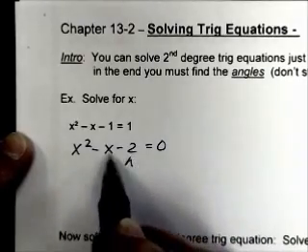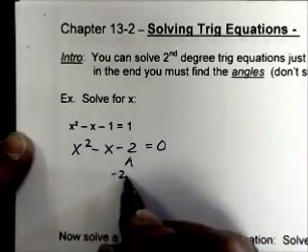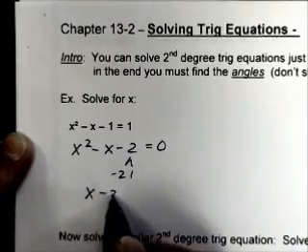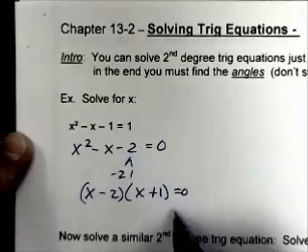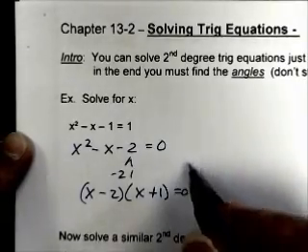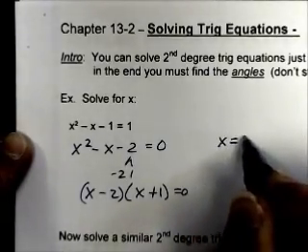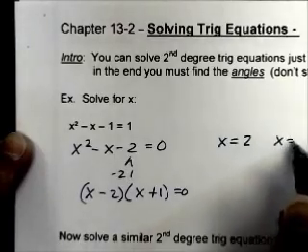The factors of -2 that add to -1 are -2 and 1. So we'd factor this into x minus 2 times x plus 1 equals 0. Set each factor equal to 0. I usually skip that step and go right to the two values, x equals 2 and x equals -1.